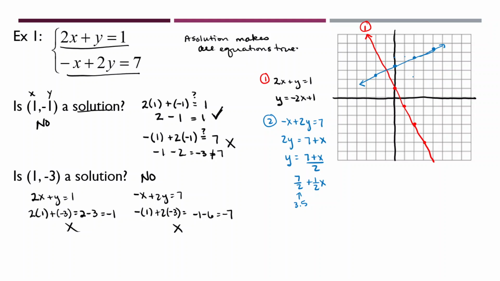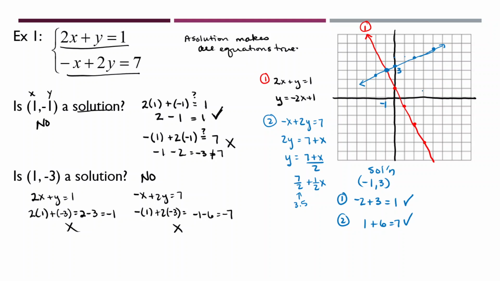Okay, so it looks like the solution is right here at negative 1, 3. And then again, you could check it. So in the first equation, that would be negative 2 plus 3, which does equal 1. And in the second equation, I would get 1 plus 6 equals 7. So it does work in both.